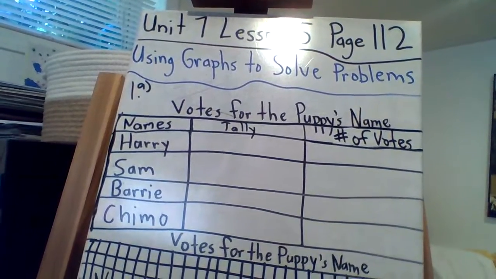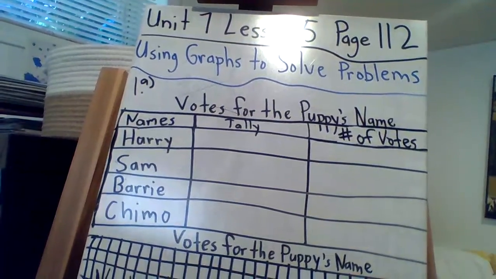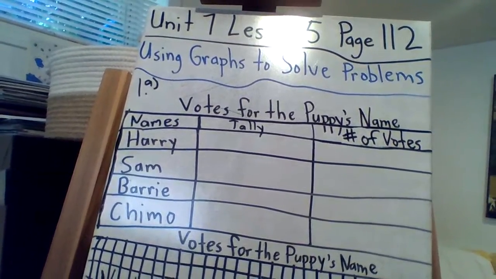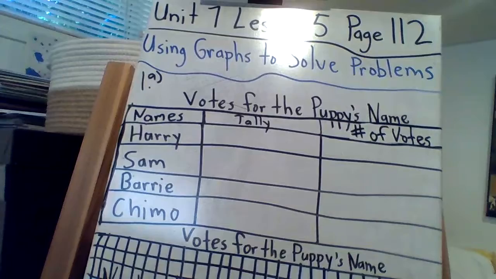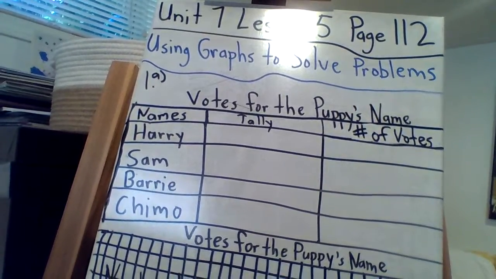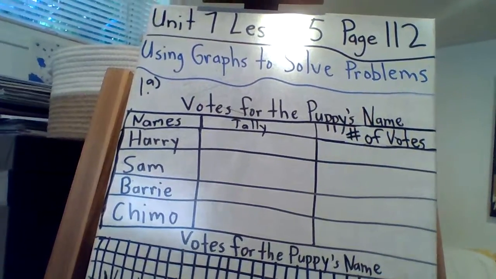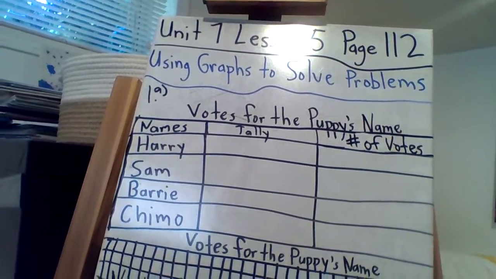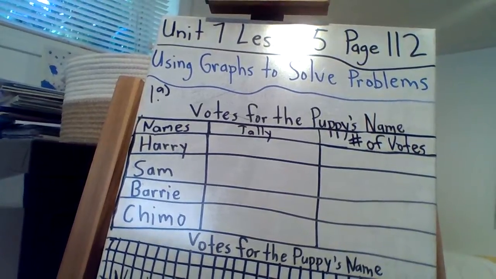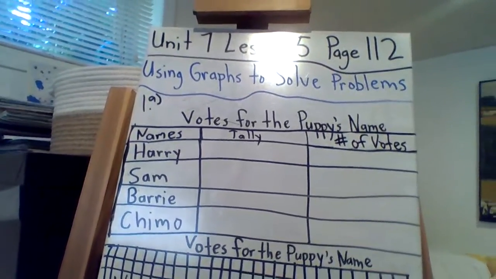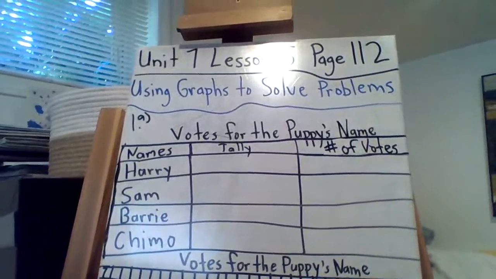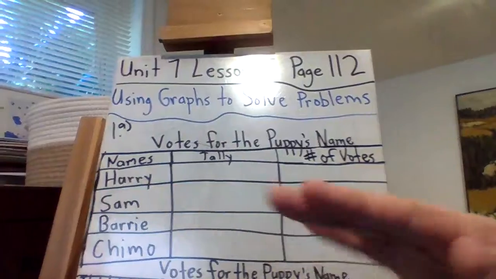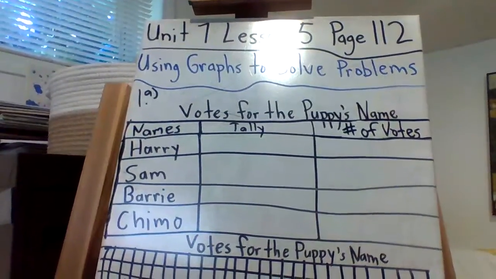Now, on the quick review, on your page, it says Carl wanted to solve the problem about what to name his puppy. He asked his classmates for their ideas. Carl made a line plot to collect data from his classmates. Then he drew a bar graph. Oh, so he's doing lots. Carl found out that the most popular name was Chimo, so that is what he named his puppy. Okay, so you can see on your line plot and your horizontal bar graph that Chimo was the most popular name.